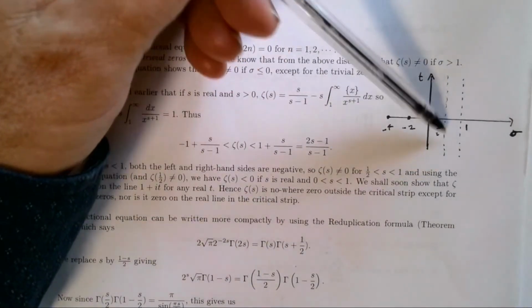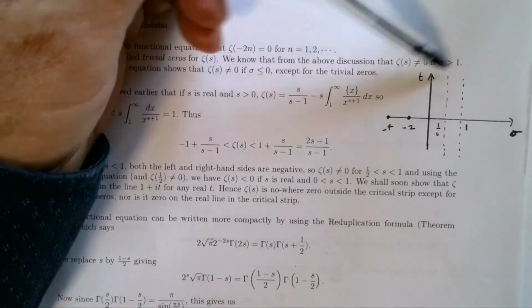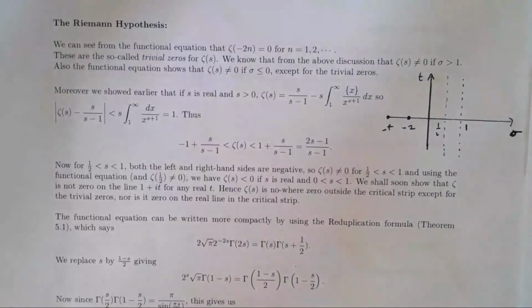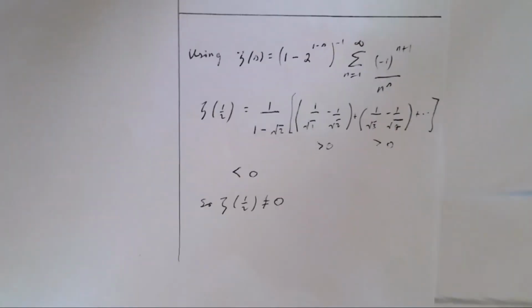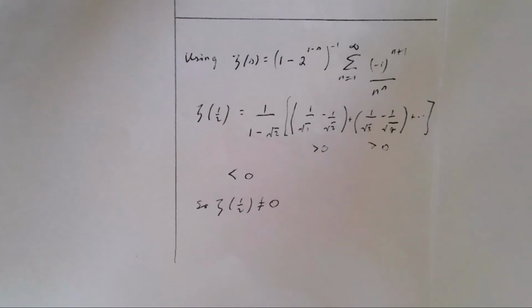So this region in here is known as the critical strip. Now I said I would just show that zeta of 1/2 is not 0, so I'll just quickly shove that in here. That comes out fairly quickly actually.